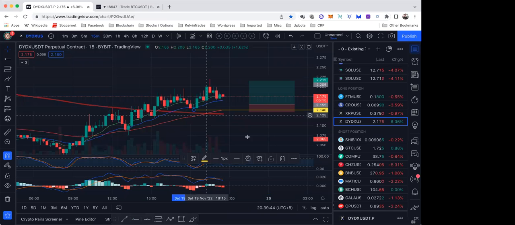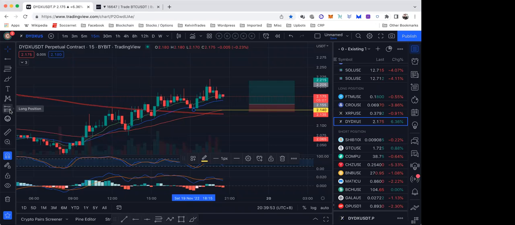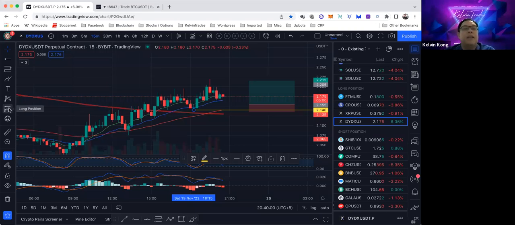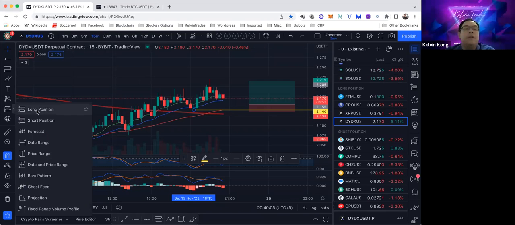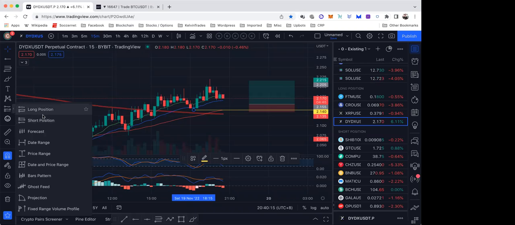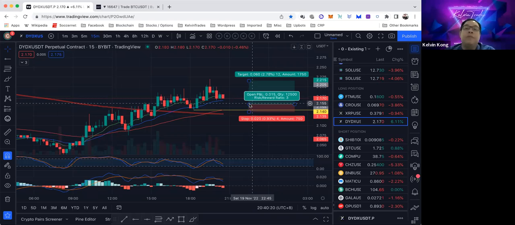Kelvin, how did you do that risk to reward ratio thing? Here, over here. Prediction and measurement tools, is it? On your TradingView. So this part here, you have long position, short position. This is normally what I use to measure my risk to reward ratio. Okay, got it. Thank you. See whether it is worth taking the trade or not. So this is obviously worth taking the trade.